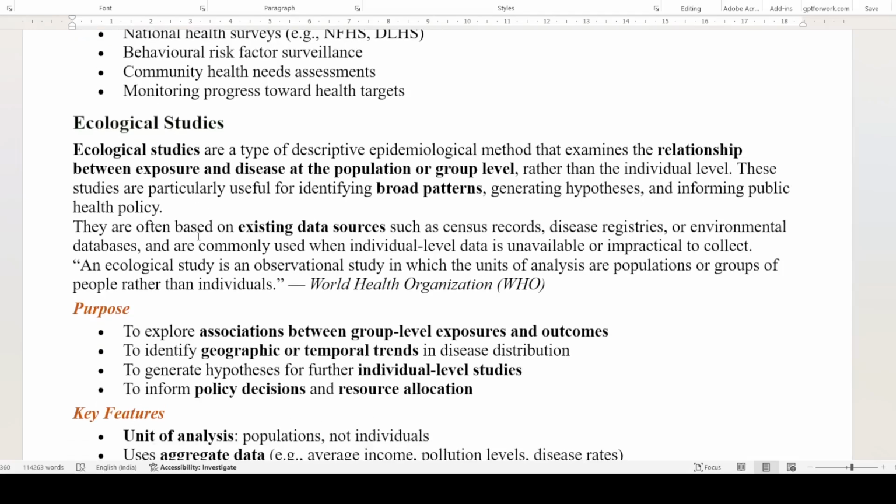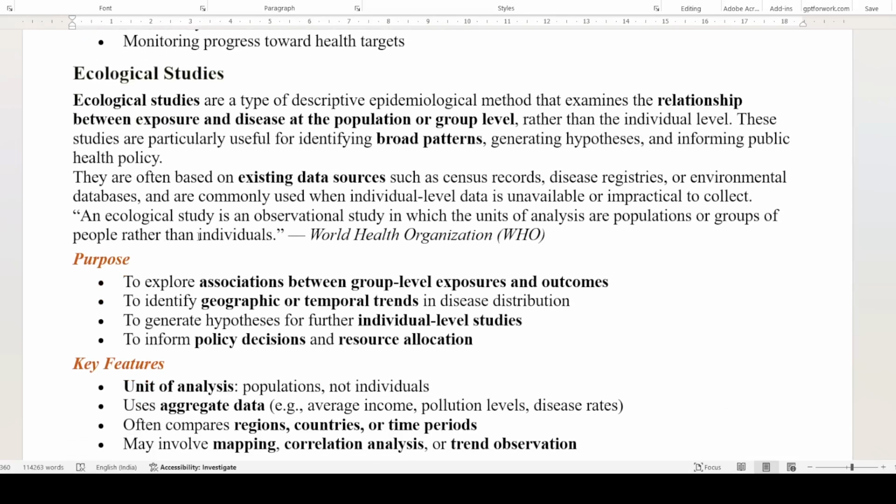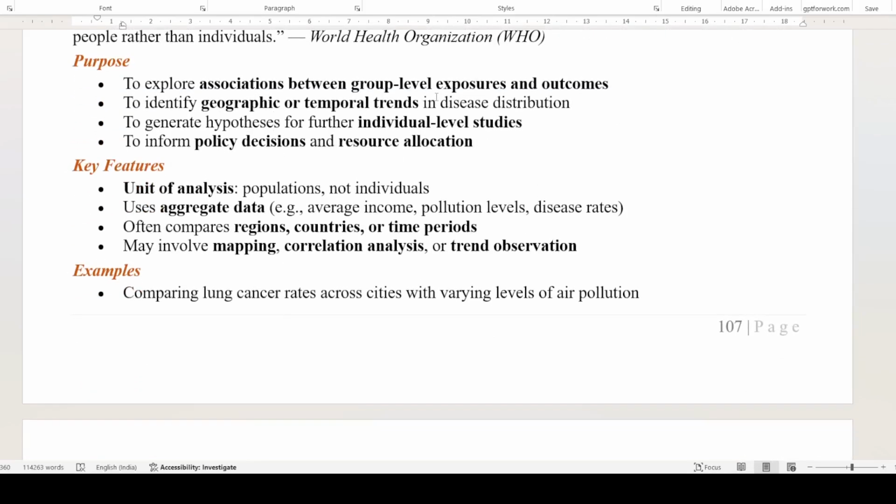Then ecological studies, these are again a descriptive method, examining the relationship between exposure and disease at the population or group level, right? An ecological study is an observational study in which the units of analysis are populations or groups of people rather than individuals. So in ecological studies we are studying the disease at the population level, right? The purpose is to explore the association between group-level exposures and outcomes, identify geographical trends, generate hypotheses, and inform policy decision makers.